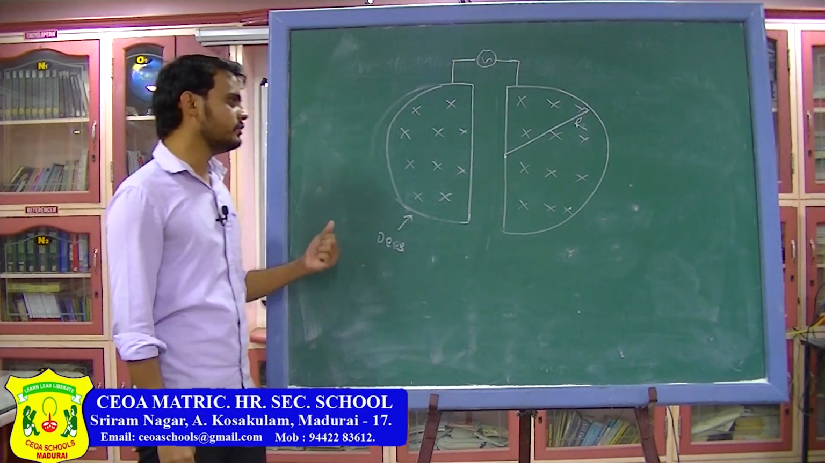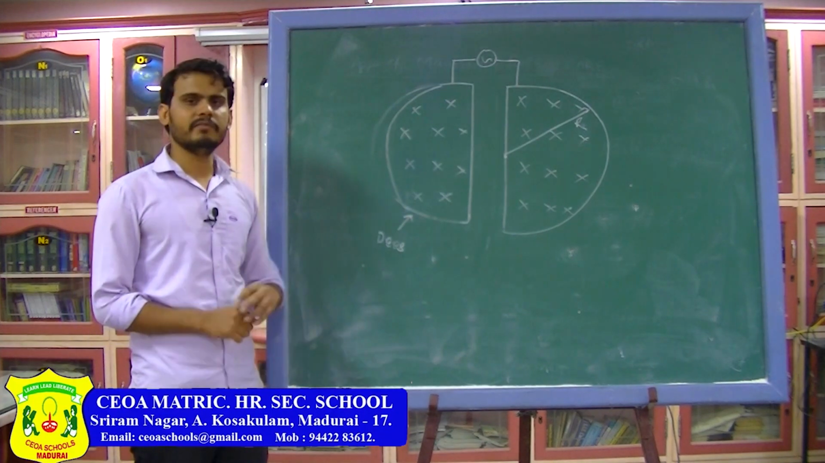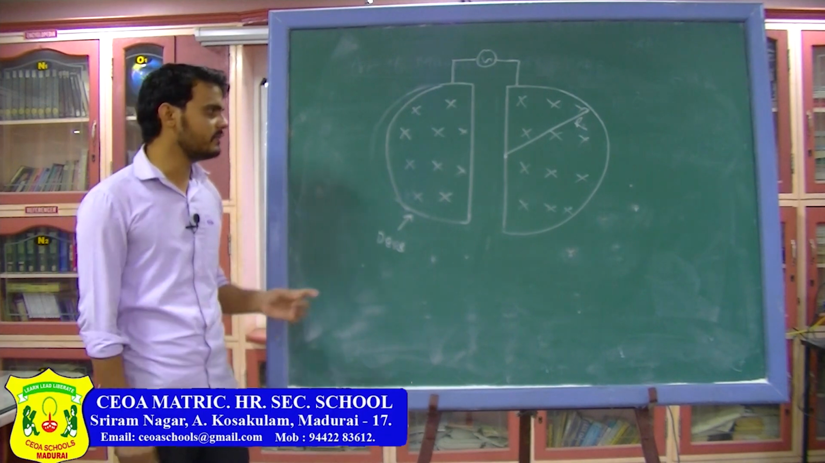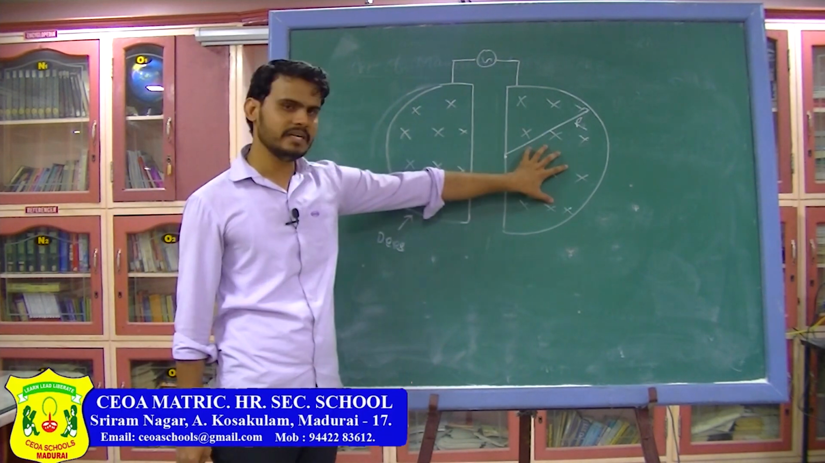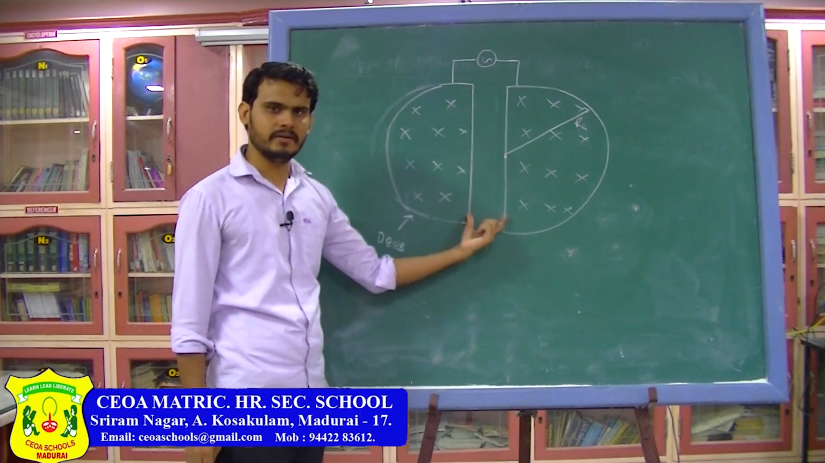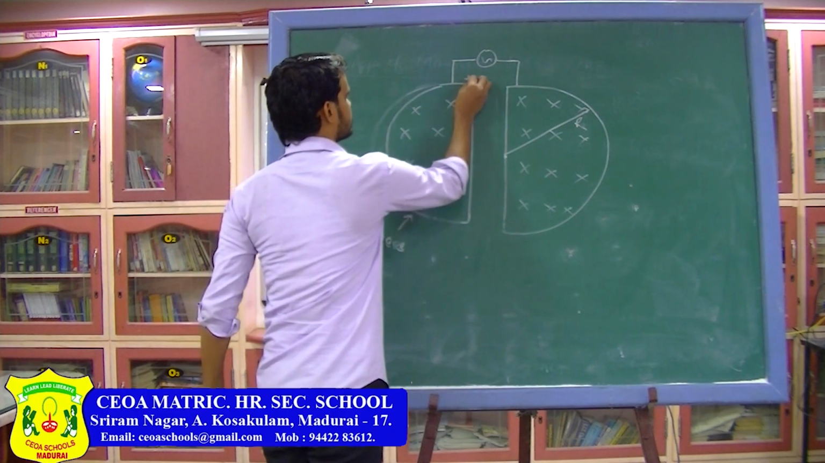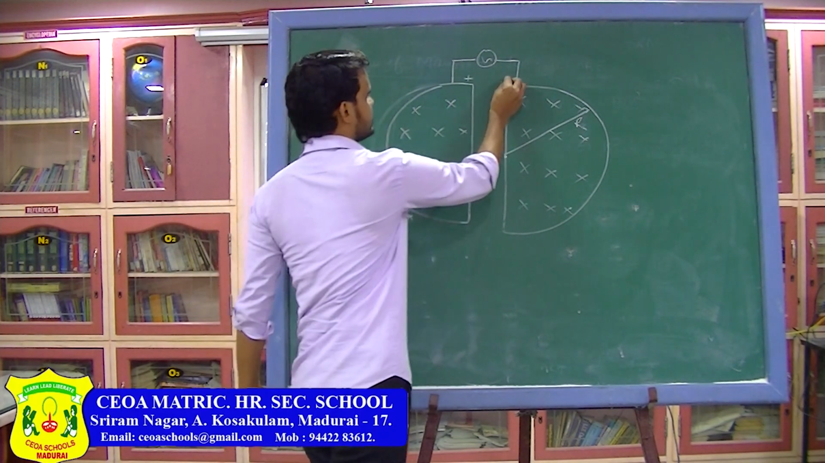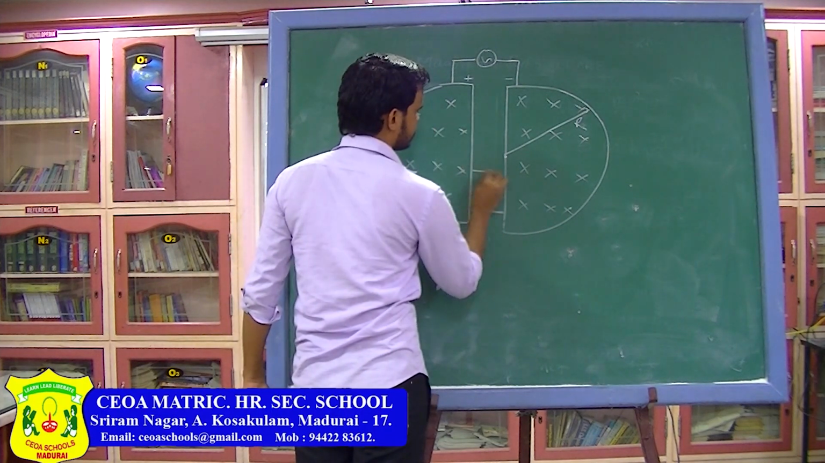Now, I told you that cyclotron works on the principle that if the velocity of the particle is perpendicular to the magnetic field, it will do uniform circular motion. Remember, magnetic field is only present in these two parts, here there is no magnetic field. So, what happens in cyclotron is, initially suppose this D is positive and this D is negative. So, here there will be an electric field which will be in this direction.